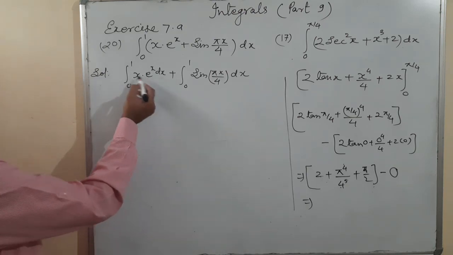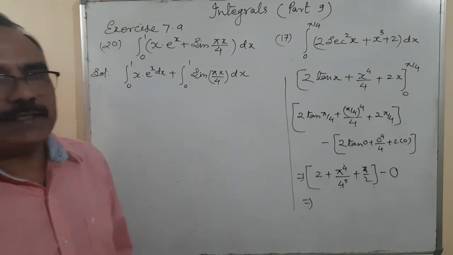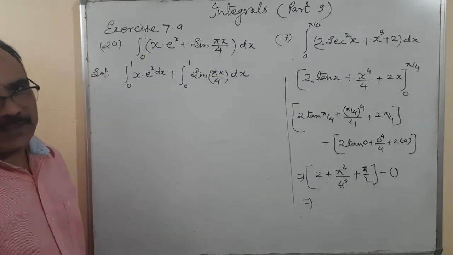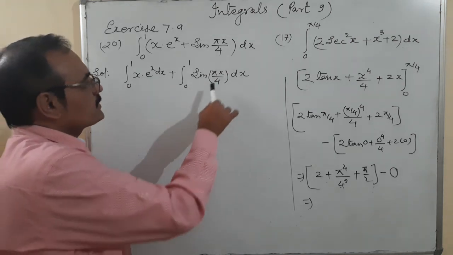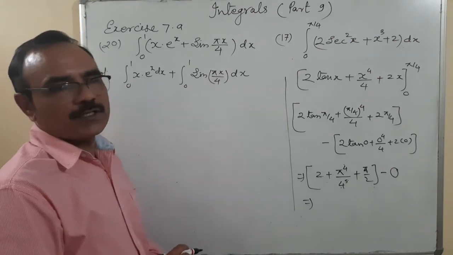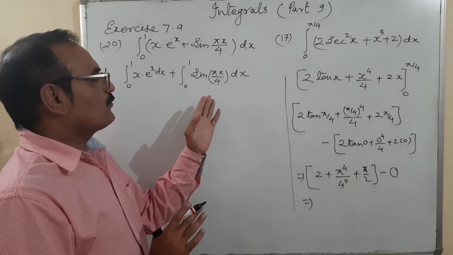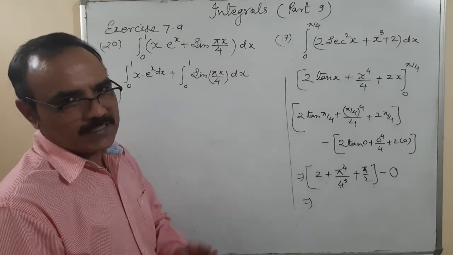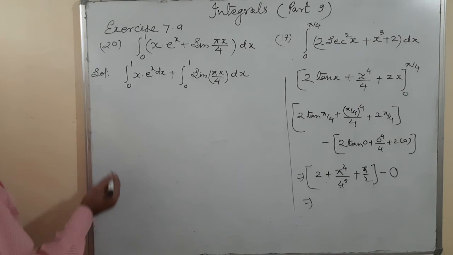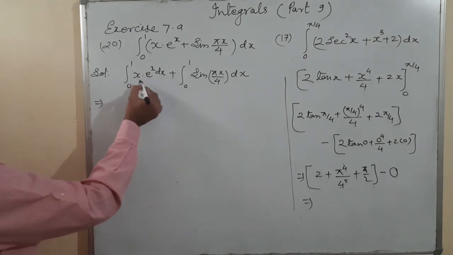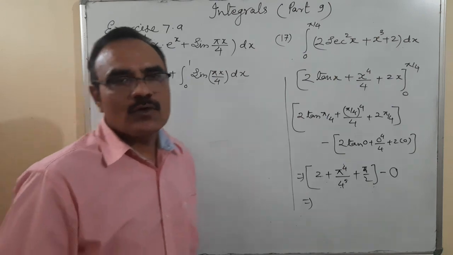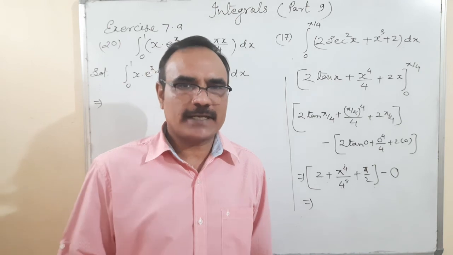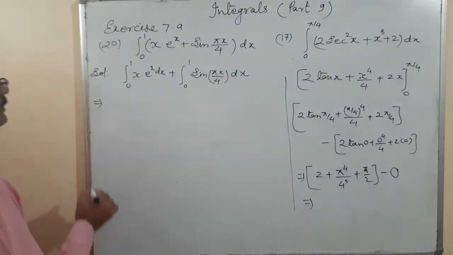What should be used here? Directly we can use integration by parts, because you can see that there are two functions, x and e to the power x. For the second term, pi x by 4 will be treated as t, so pi by 4 dx is equal to dt, therefore dx is equal to 4 by pi dt, and the integration of sin t is minus cos t. Integration by parts: first function into integration of second function, minus integration of differentiation of first function into integration of second function.